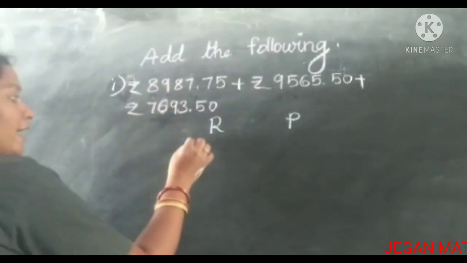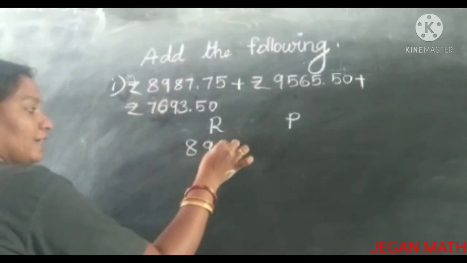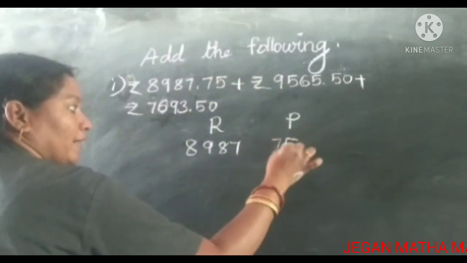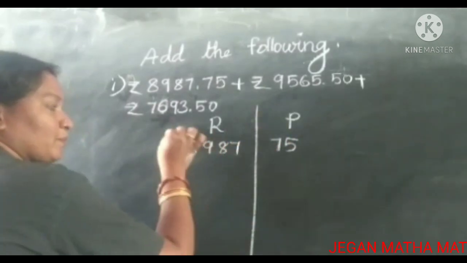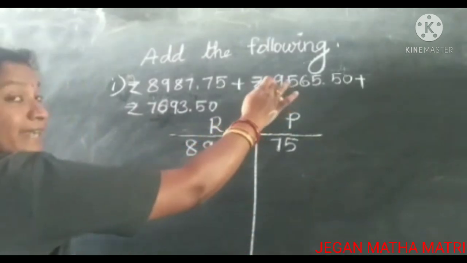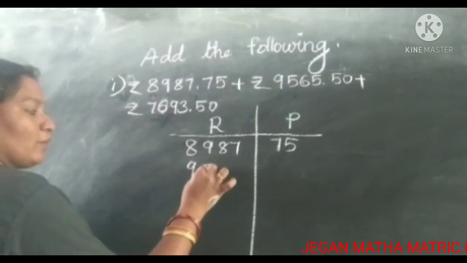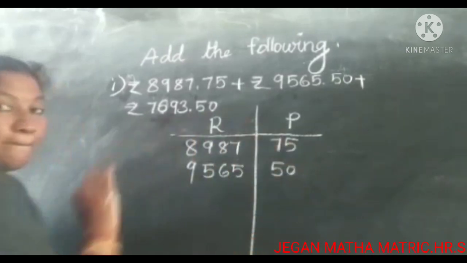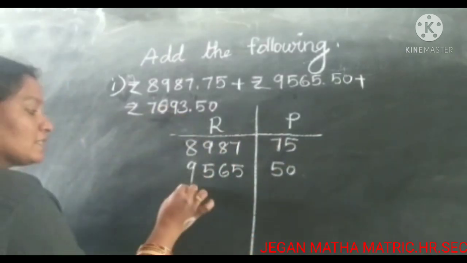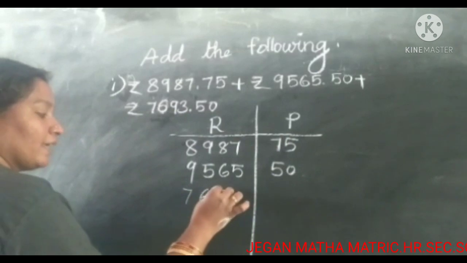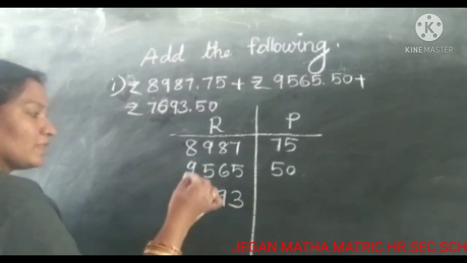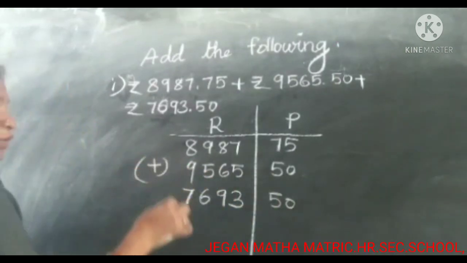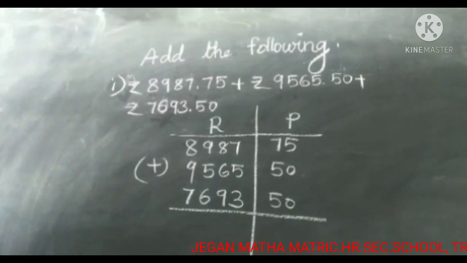Okay, first check. 8,987 and 75 paise. Clear? Next one, 9,565 and 50 paise. Next, 7,693 and 50 paise. You want to add all the values.